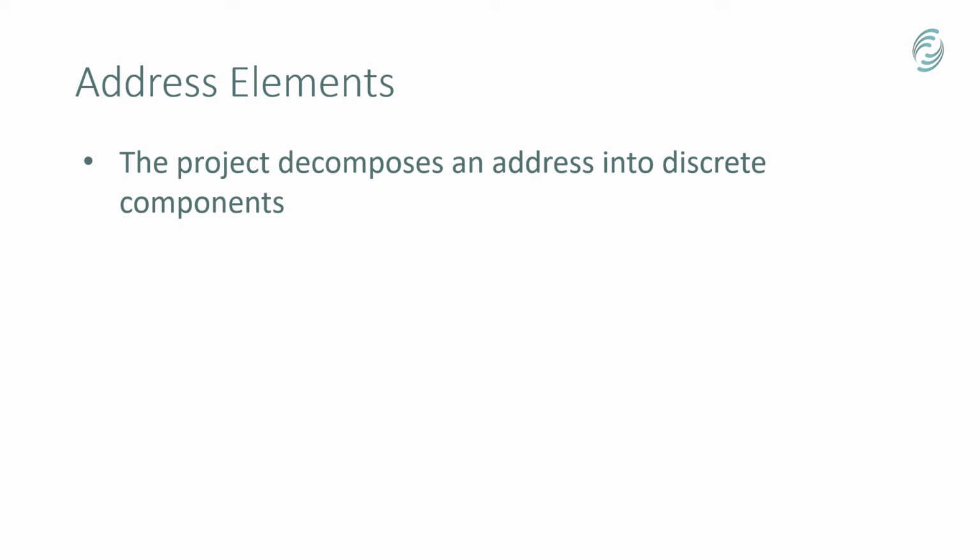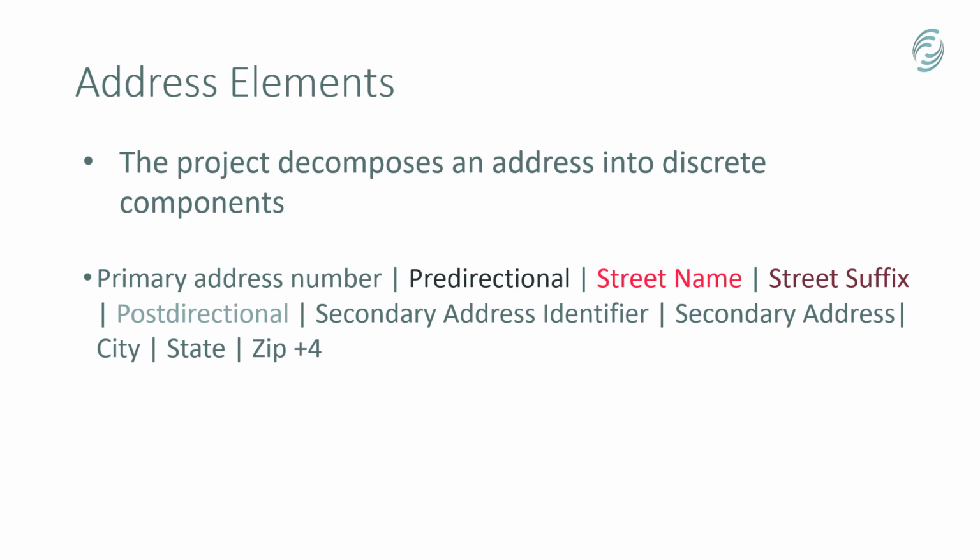As mentioned earlier, one of the primary goals of the project is to identify the discrete components of an address. Here we see a list of proposed elements including the primary address number, pre-directional, street name, street suffix, post-directional, city, state, and zip. The document provides many examples of how addresses can be parsed into these constituent components.